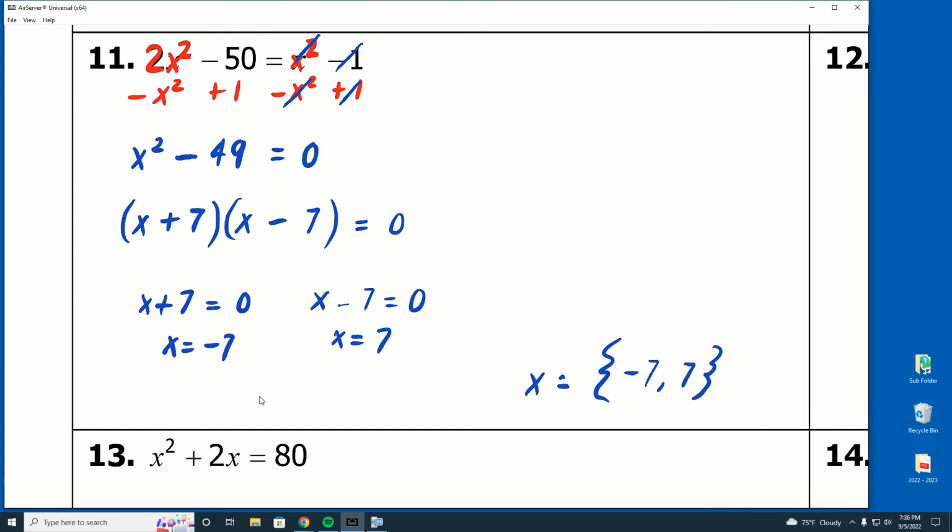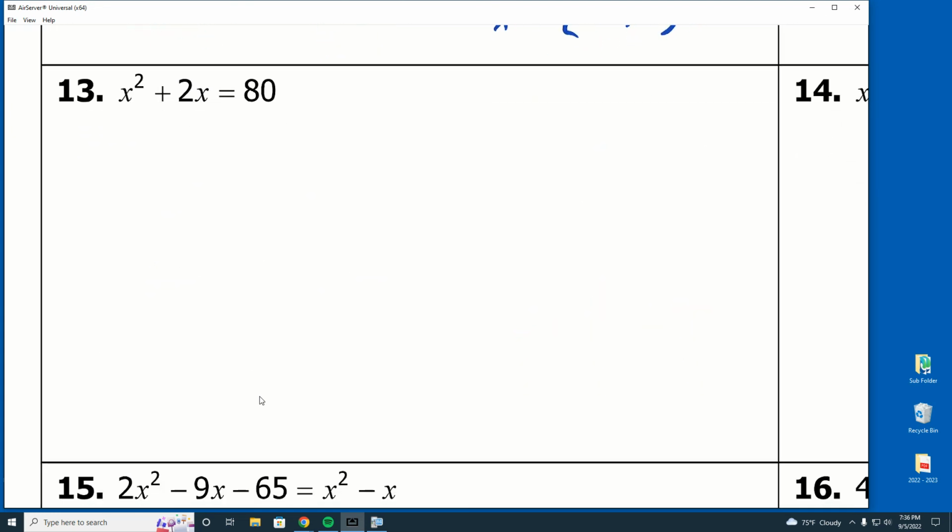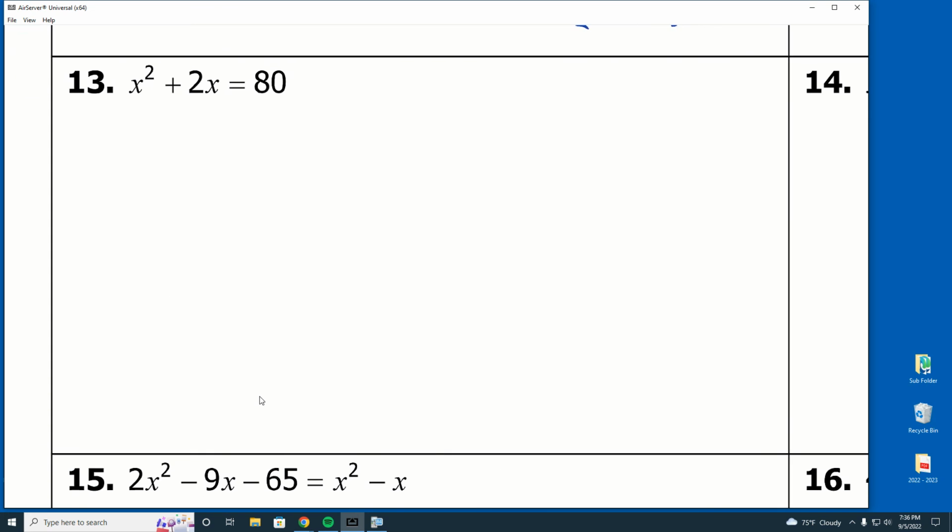Solving by factoring. We're not doing anything hard that's new today. It's all stuff that we did last week, except we're taking those factors at the end, setting them equal to 0, and solving. Number 13. Again, I can't solve by factoring until I get everything on one side. So I need to take that 80 and subtract it over. So x squared plus 2x minus 80 will give me 0 on one side. That's what we wanted to accomplish.